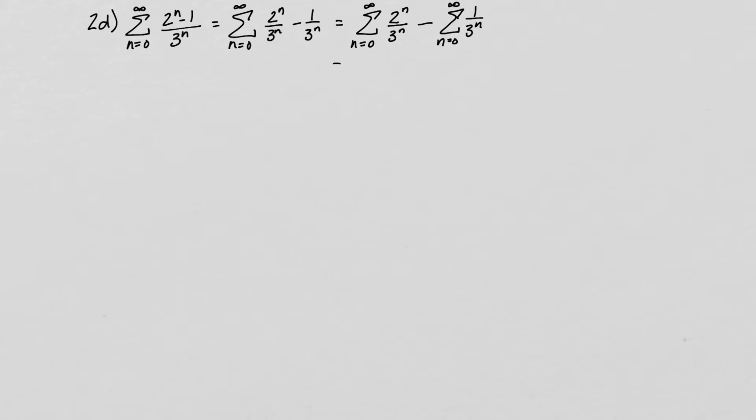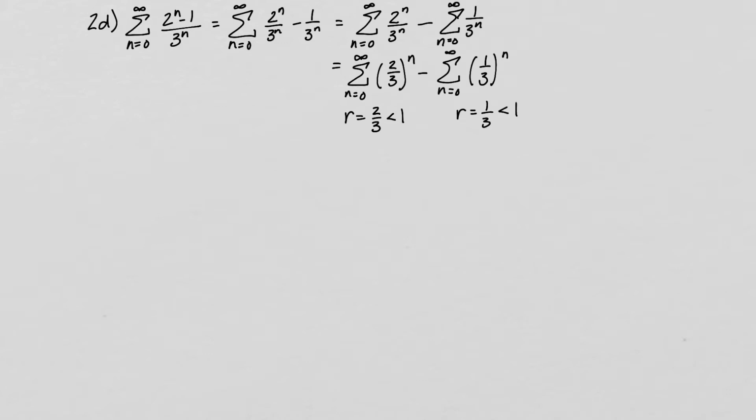Okay, and if I write this even a little bit more so it looks like a geometric series, we're going to have the summation of (2/3) to the n power minus the summation n equals 0 to infinity of (1/3) to the n power. So both of these are geometric. In this first one, r is 2/3. That's less than 1, so it's going to converge. In the second one, r is 1/3. That's also less than 1. So they both converge.